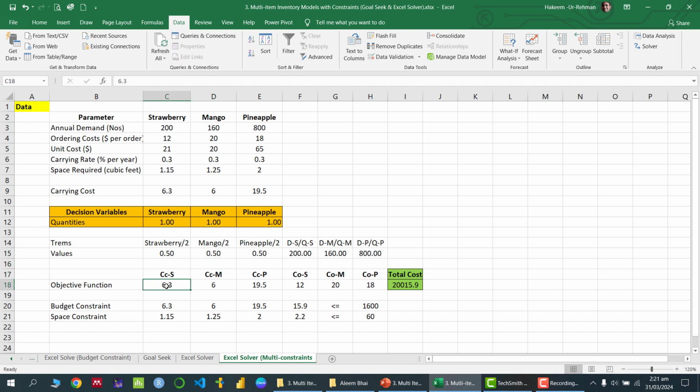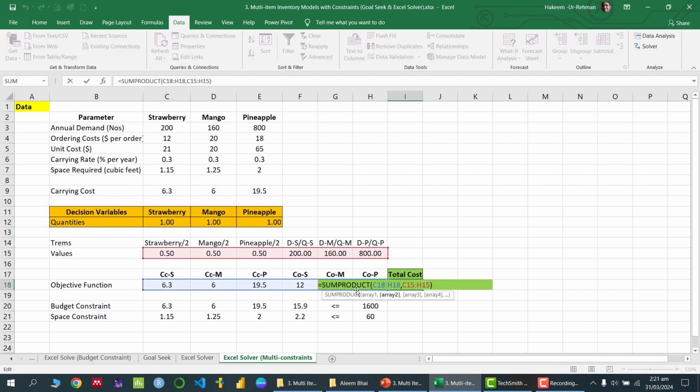Again, we are finding the unit carrying cost. So carrying cost per unit would be equal to this one, as we have found earlier. And the ordering cost is given, equal to this one, this one, and this one. Now we are finding the total cost, which is basically the sum product of these multiplied by these. That is the total cost we are finding, with the help of SUMPRODUCT.